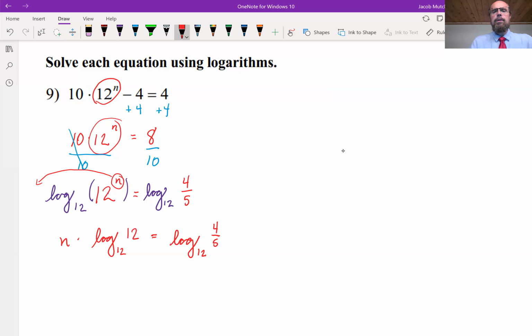Last thing for us to do on this equation is to reconcile log base 12 of 12. So remember, what a logarithm is asking is the base 12 to what power would equal the argument, in this case also 12. And so for us, because we chose logarithm base as the same base as our exponential, that's always going to equal 1. And so essentially this is going to cancel, and we really have our solution, n equals log base 12 of 4/5.